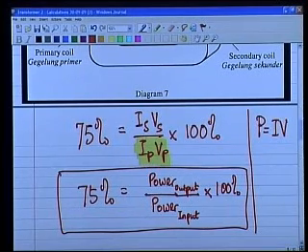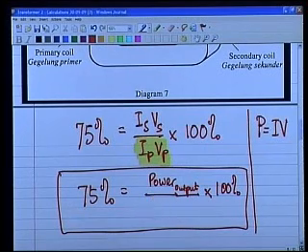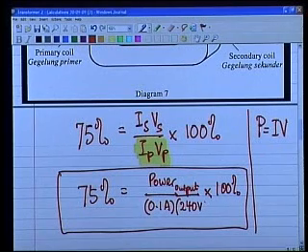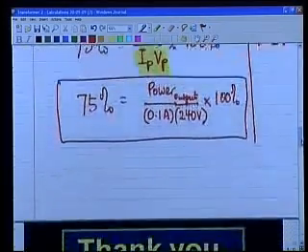Okay, so which are the values that I am given? I am given IP, I am given VP. Alright, so what I do is, I put down IP. What is the value? IP is the current in the primary, 0.1 ampere. I multiply it by the voltage in the primary, which is 240 volts. You look at the diagram, you will get the value. Alright, so here we are.